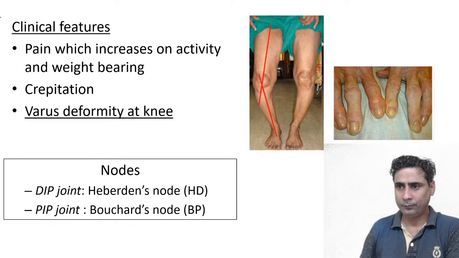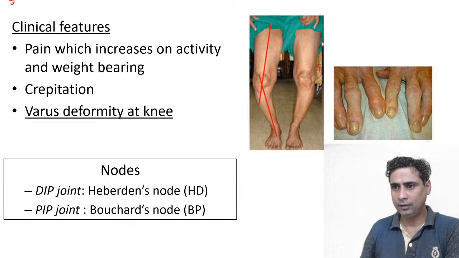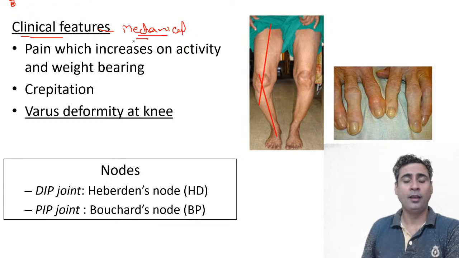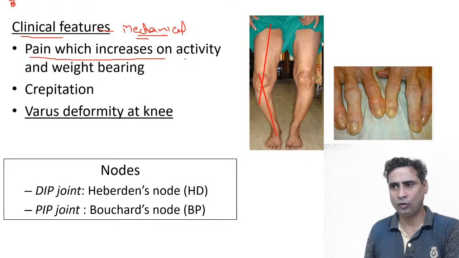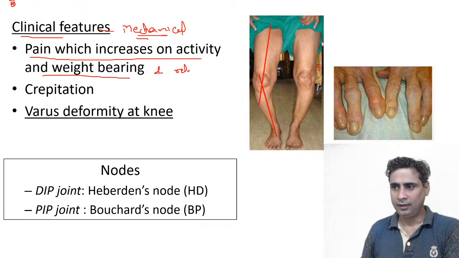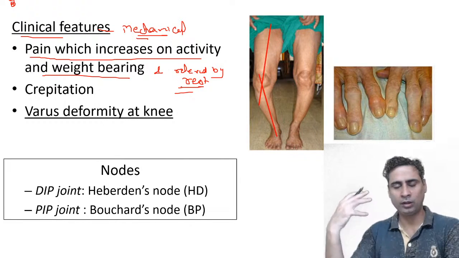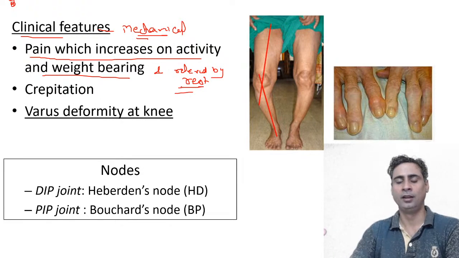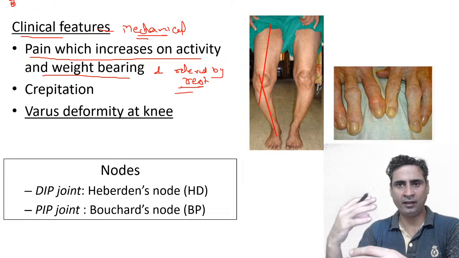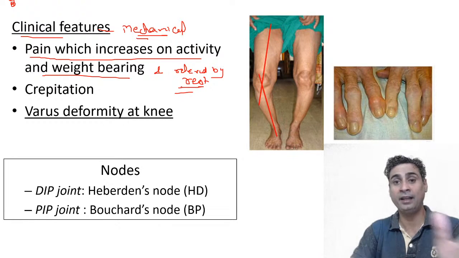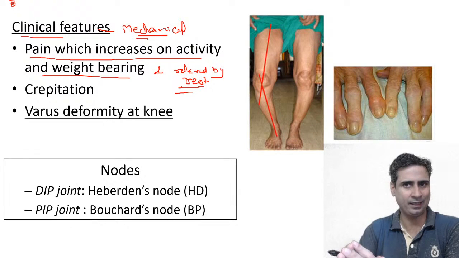Now clinically, the patient will present with mechanical type of pain, because it is a mechanical disorder. So what is mechanical type of pain? Mechanical pain is pain which increases on activity and weight bearing and is relieved by rest. Whenever there is mechanical stress, there will be pain. As soon as you take out mechanical stress, the pain will be relieved. So pain on activity and weight bearing, relieved by rest, is mechanical pain, a typical symptom of osteoarthritis.